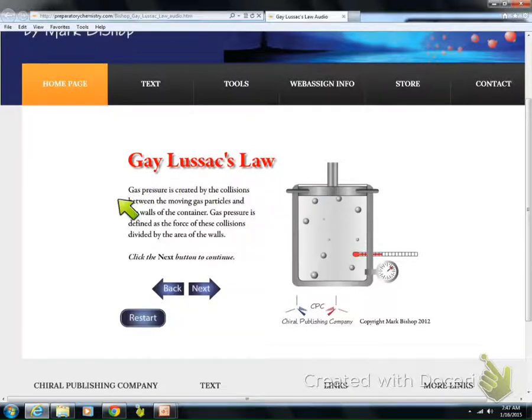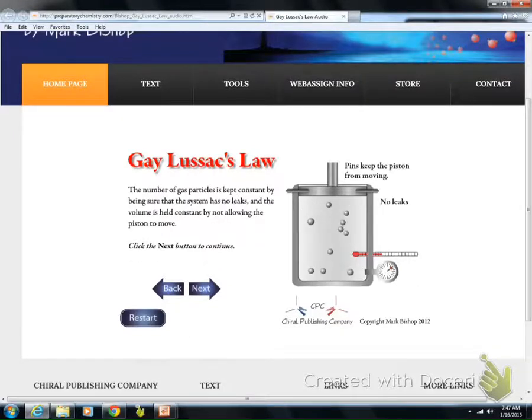Just a reminder, gas pressure is created by the collisions between the moving particles and the walls of the container. The gas pressure is defined as the force of these collisions divided by the area of the walls. Hopefully you're getting comfortable with what we mean by force and collision and how pressure is created, because this is the third time you've seen them in terms of how those particles move. The number of gas particles is kept constant by being sure that the system has no leaks and that the pin is keeping that piston from moving.